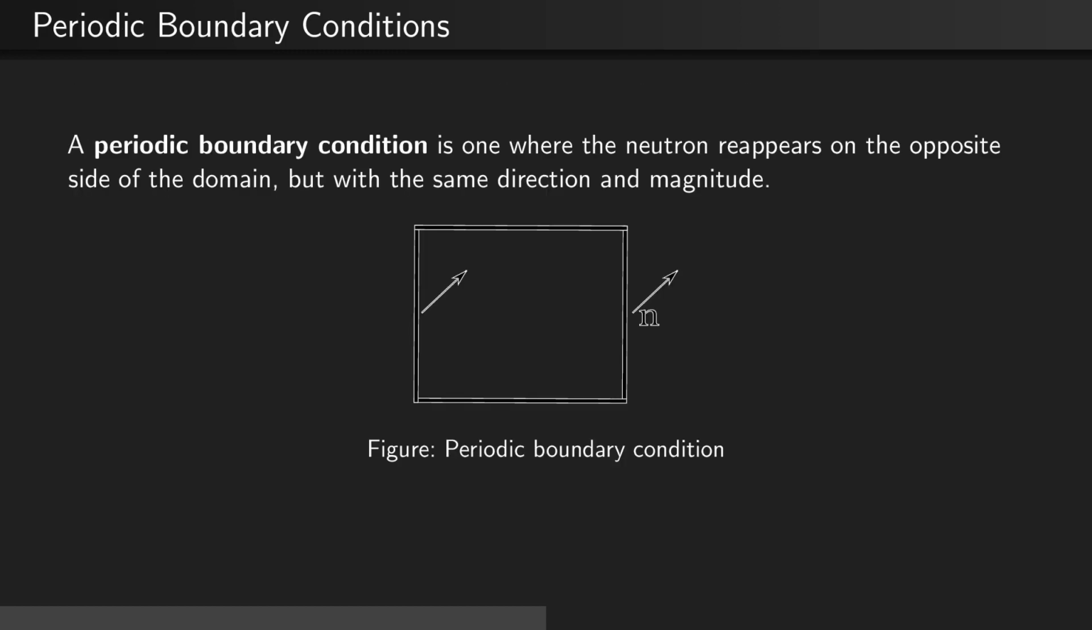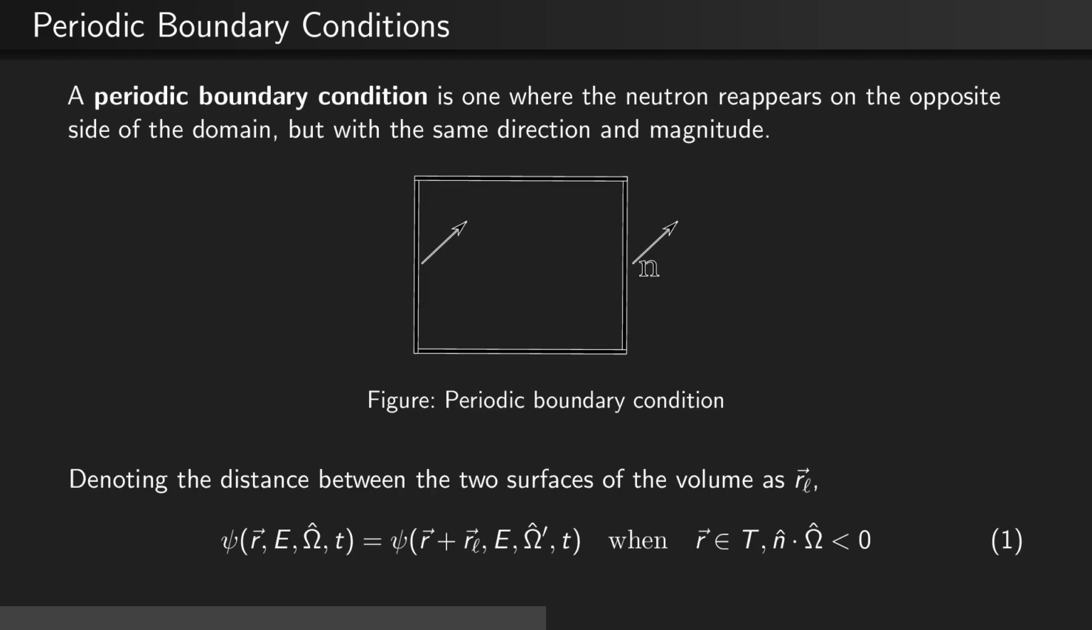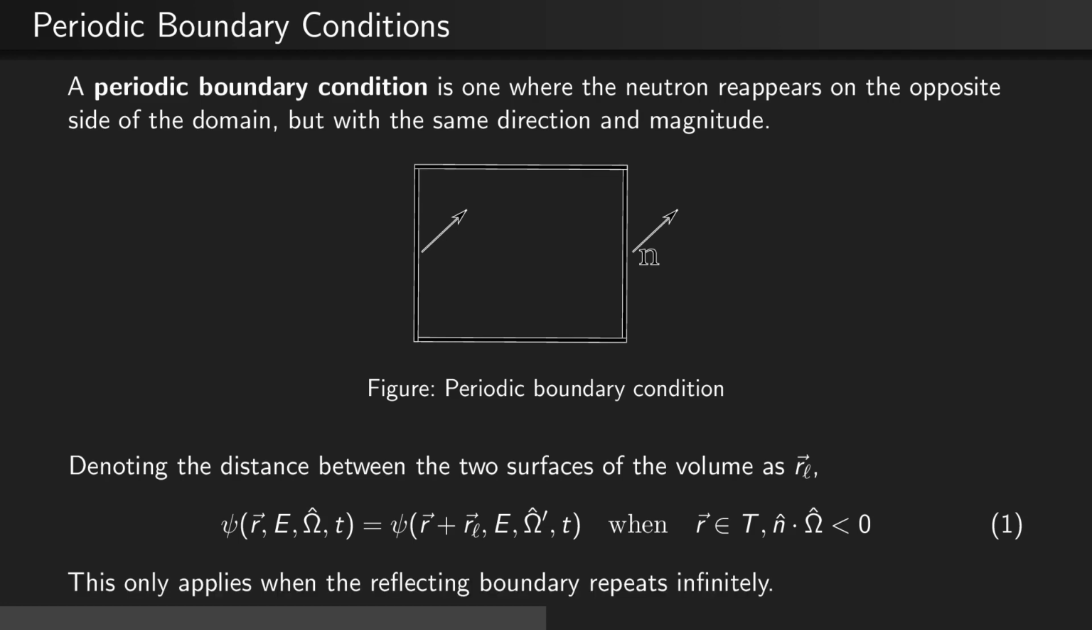A periodic boundary condition is one where the neutron reappears on the opposite side of the domain, but with the same direction and magnitude. Denoting the distance between two opposing surfaces of the volume as the vector r sub L, we see that the flux psi at a position r is equal to the flux psi at a position r plus the distance between the two surfaces r sub L. This applies only when the reflecting boundary repeats infinitely.